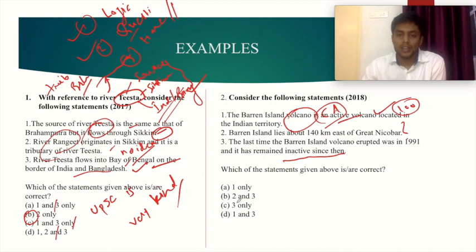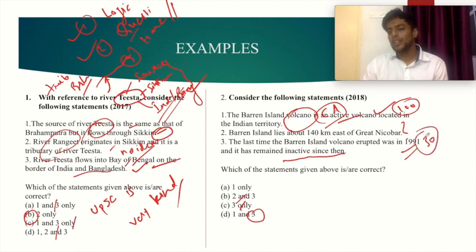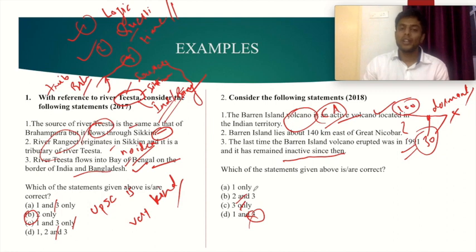So I know 1 is there, so 2 and B and C are gone. Now I have to check only 3. Now second is gone, you need not worry about this kilometer digits. If I read, the last time Barren Island volcano erupted was 1991, that means almost 30 years before. So it could be a dormant volcano, right? Therefore these two statements are mutually contradictory. Therefore either 1 or 3 will be there. So 1 and 3 cannot both be there, and I am 100% sure about 1, so 1 is your answer. This is the simple way to go about it.